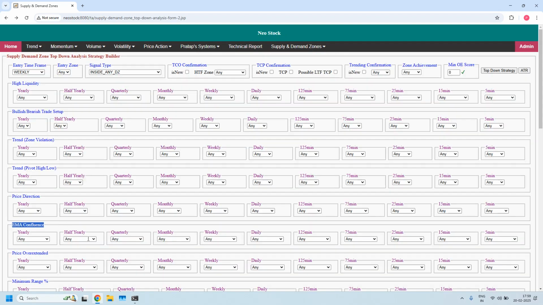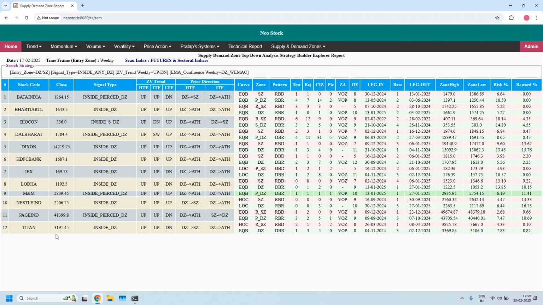Let me set that filter in the weekly time frame. Weekly demand zone having weekly EMA Confluence, and trend on the weekly should not be sideways. So it can be up or down. With these filters, we got 12 stocks out of 68. These 12 stocks, weekly demand zones, are having weekly EMA Confluence, and also current price closed inside those weekly demand zones.